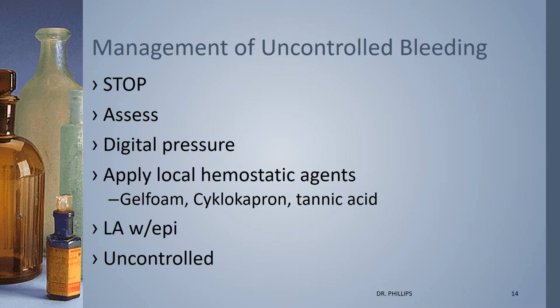After you've applied digital pressure for a while, if it's still bleeding, we can apply local hemostatic agents such as gel foam or tannic acid. We can also administer local anesthetic which has epinephrine in it, particularly epinephrine that's 1 to 50,000. If we use a local anesthetic with 1 to 50,000 epinephrine, that will get the bleeding under control for the most part. If we still have uncontrolled bleeding, the patient must be evaluated in a medical facility and treated accordingly.